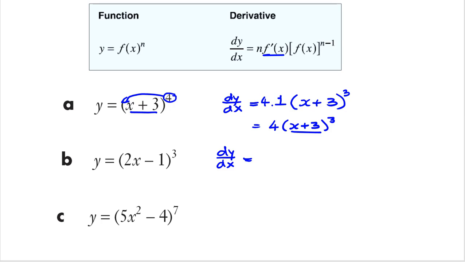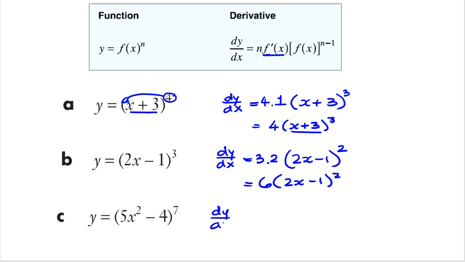Part B, dy dx. I'm going to first of all write down the function because we know it won't change. The 3 will come out the front. This will be subtracted by 1, but also at the front with this 3 will be the derivative of the inside. Have a think, what's the derivative of 2x minus 1? And if you said 2, you are correct. 3 times 2, well, that'll be 6 outside of 2x minus 1 all squared.